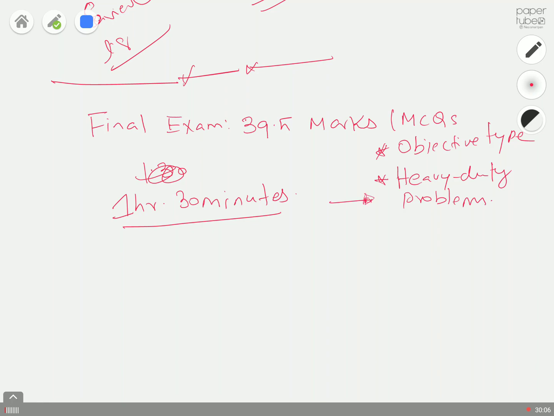Whenever I use this word heavy duty problem, I'm going to tell you again and again, unless you practice, you cannot touch this problem in the final exam. You can try, but you cannot finish it within the time. For that you must practice.